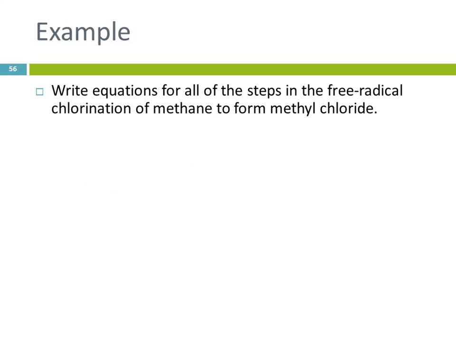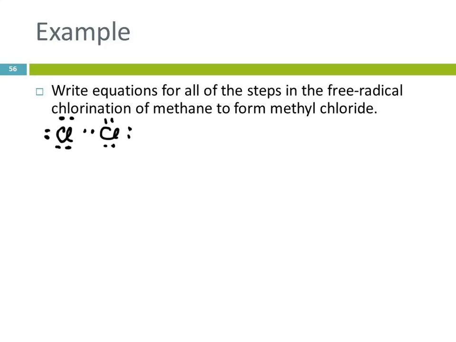So write equations for all of the steps in the free radical chlorination of methane to form methyl chloride. So what happened in the chain initiating step? Had to do with the chlorine. We have to have a radical be formed at the beginning.